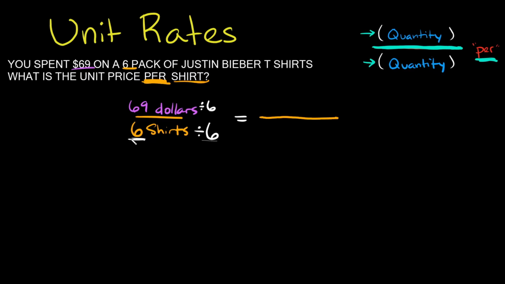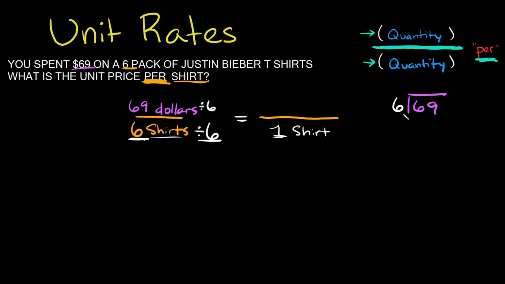And again, what is 6 divided by 6? Well, that's just equal to 1, right? And what are our units down here? Shirts, right? Or just shirt, since we're just talking about one of them. Okay, and then up top we have 69 divided by 6. What does that equal to? Well, let's divide 6 into 69.